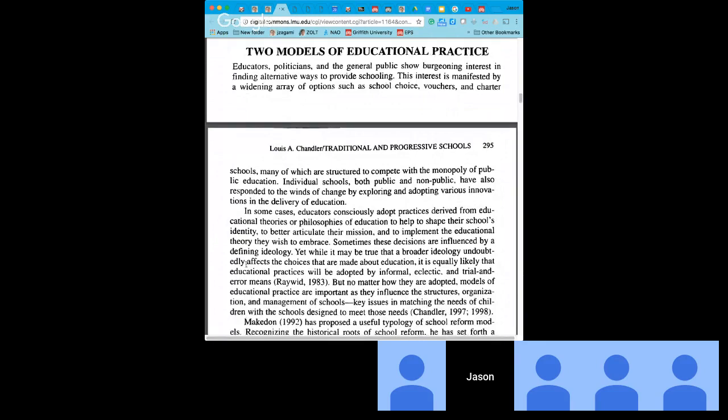Jump in any time with any questions. So I'm really just going through briefly the readings, and it does assist if you ask questions about the readings.